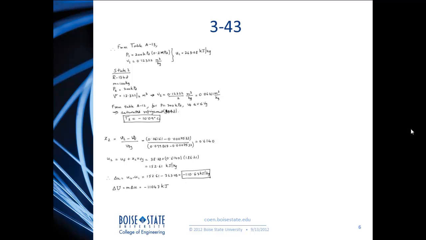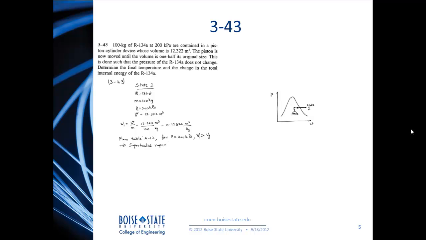So from table A13, which is for the superheated state, the pressure and the specific volume will give us the internal energy at state 1. And at state 2, the pressure is again constant, and the specific volume now reduces to half of the original state. So we observe that this value is between Vf and Vg, which would mean that now we are dealing with a saturated refrigerant, which is shown on this PV diagram.